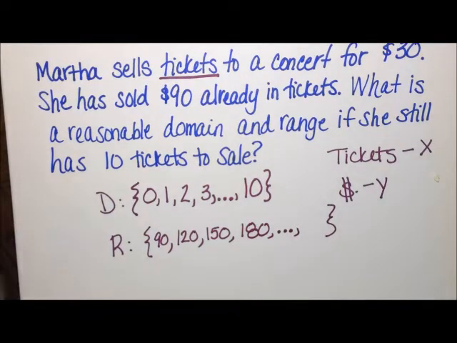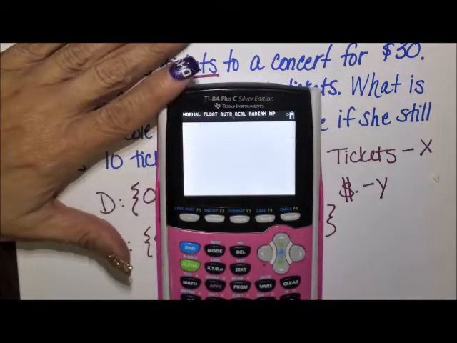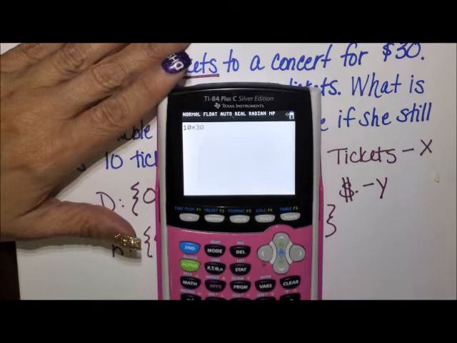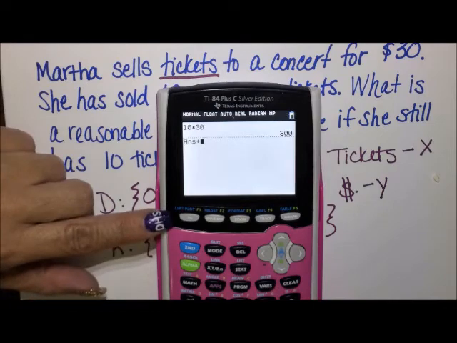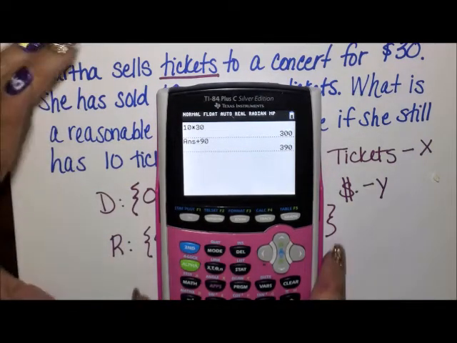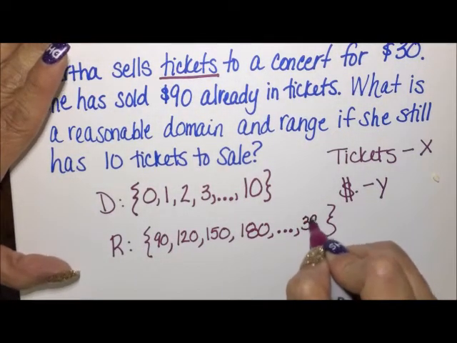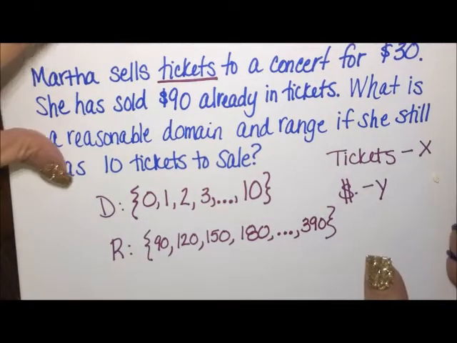Well, let's see. If she sells 1, 2, 3, so that's 3 tickets. Let's do this. If she sells all 10 tickets at $30 each, right? She makes $300. But she already made how much? $90. So $390. So the most money she could bring in would be $390. And that's reasonable domain and range.